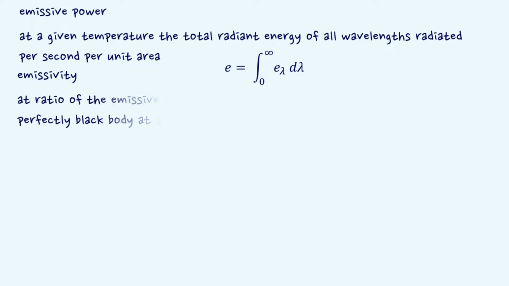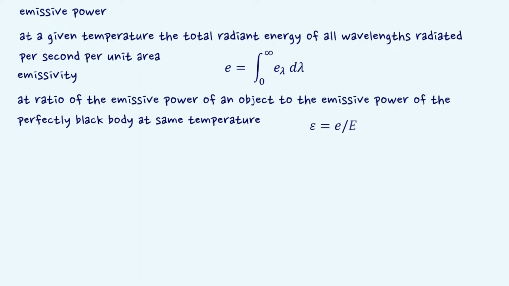Now, emissivity. The emissivity of a body is the ratio of the emissive power of the body to the emissive power of the perfectly black body at the same temperature. Mathematically, it is represented as epsilon equal to small e by capital E, where capital E is the emissive power of a perfectly black body.